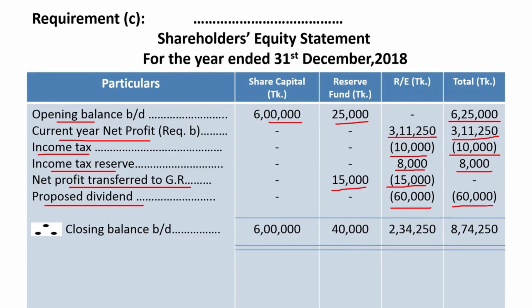Okay, dear students. Now total share capital 6 lakh taka, total reserve fund 40,000 taka, total retained earnings 2,34,250 taka, and total amount column, that is closing balance 8,74,250 taka.